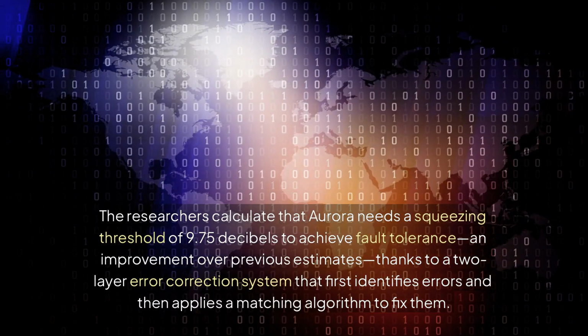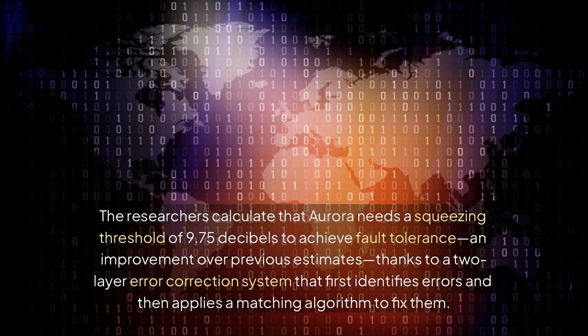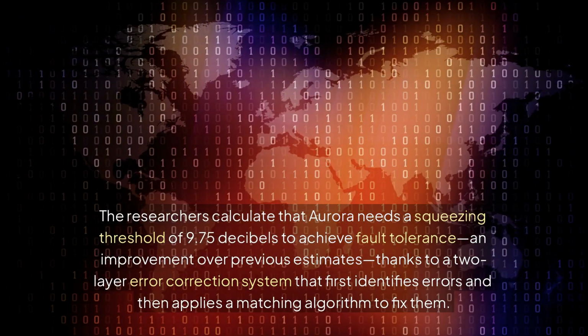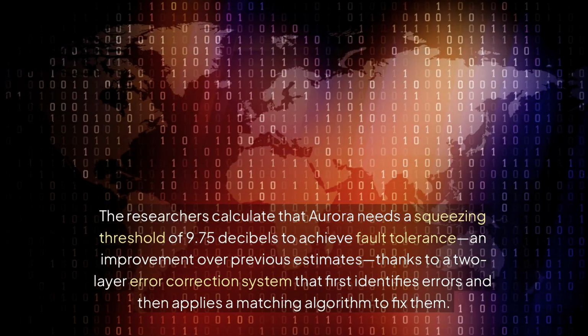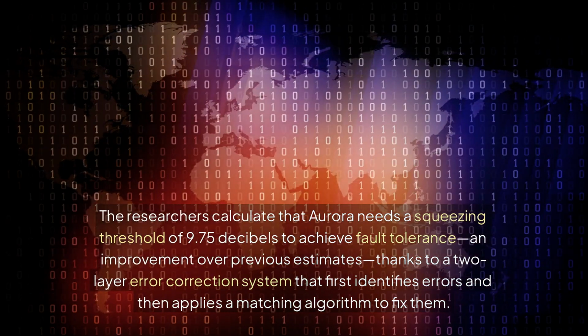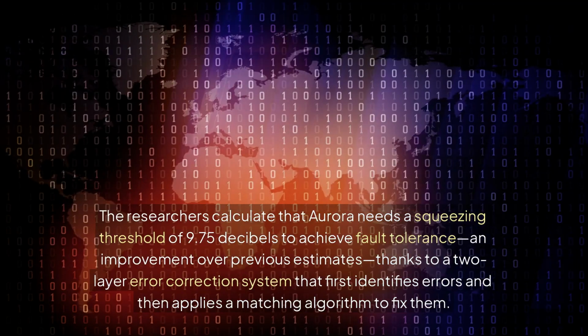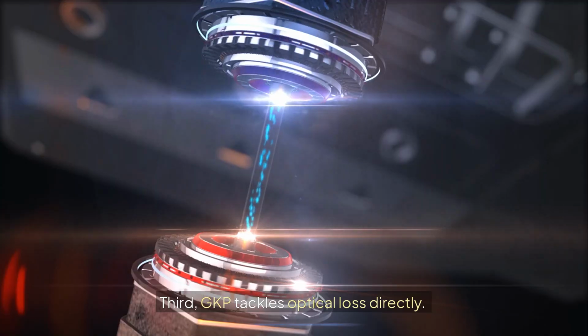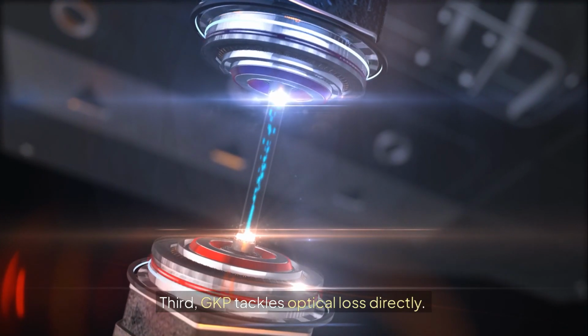The researchers calculate that Aurora needs a squeezing threshold of 9.75 decibels to achieve fault tolerance, an improvement over previous estimates, thanks to a two-layer error correction system that first identifies errors and then applies a matching algorithm to fix them. Third, GKP tackles optical loss directly.